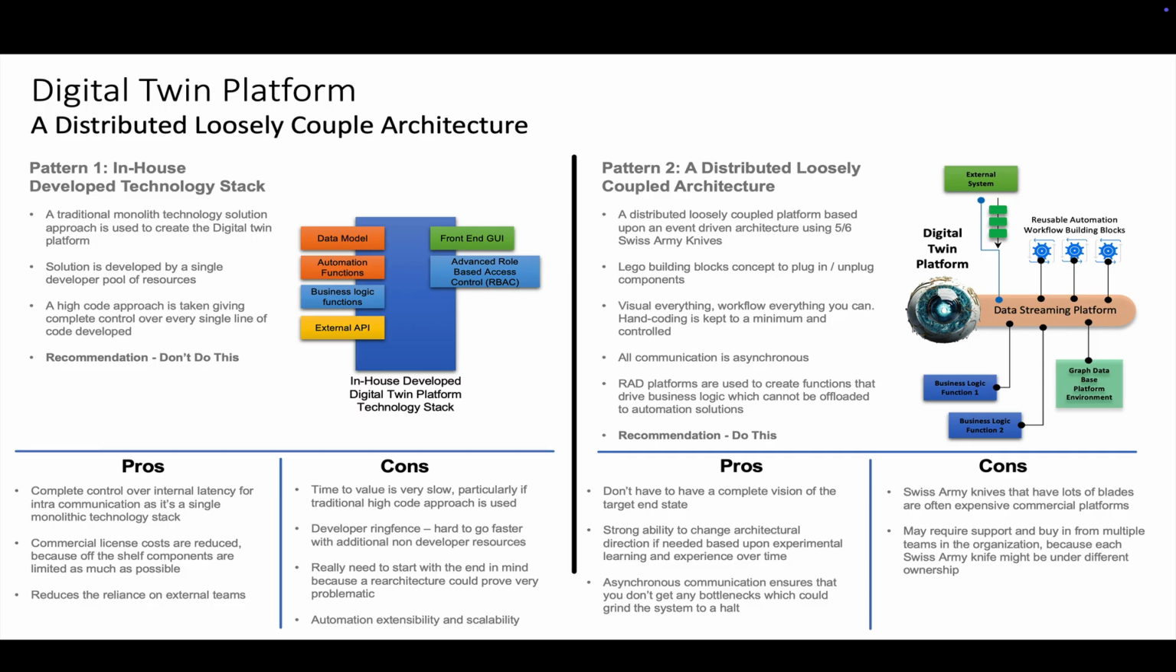The time to value is very slow, particularly if a traditional high-code development approach is used. You have to accept that there is a developer ring fence in place. It becomes very difficult, if not impossible, to go faster without additional developer resources. You really need to start with the end in mind because a re-architecture midway could prove very problematic. The last thing you want is to organically build the solution code as you go along without a clear direction of travel. This is because, particularly when combined with Agile, this can potentially result in a lot of spaghetti code, which is a nightmare to maintain and manage.